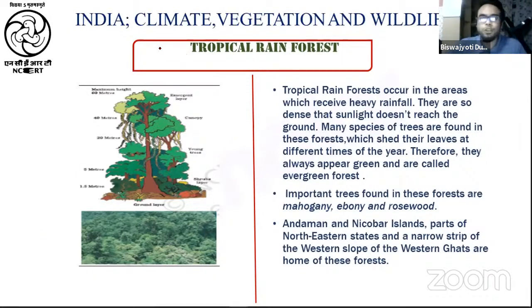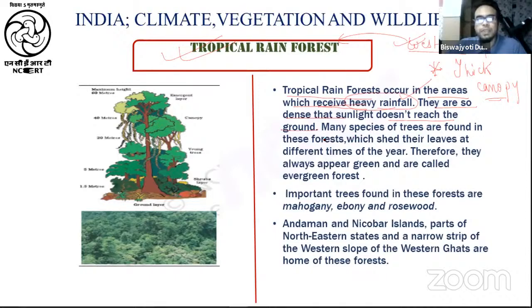Fine. So let us first talk about tropical rainforest. Tropical rainforest occurs in the areas which receive a very heavy amount of rainfall. While I was explaining the Indian climate, I talked about the Western Ghats, which receive a very high amount of rainfall. Therefore, in the Western Ghats, we see the presence of tropical rainforest. They are so dense that the sunlight does not reach the ground. One of the major characteristics of the evergreen forest is that it has a very thick canopy, so thick that the sunlight is not able to penetrate through it and reach the ground.